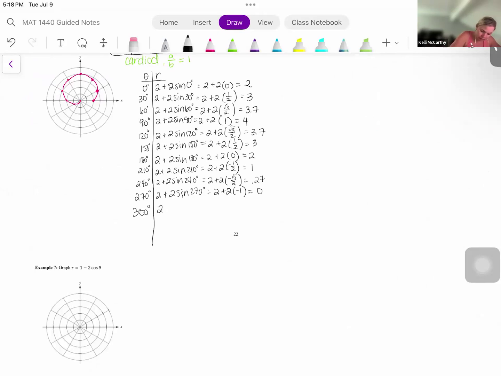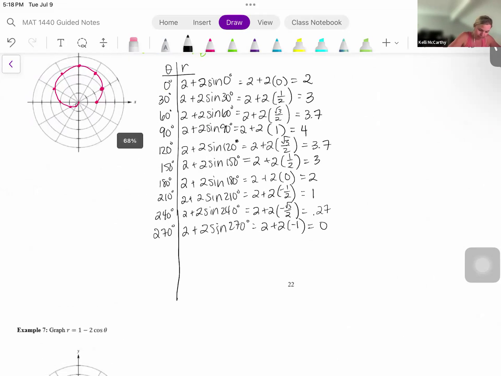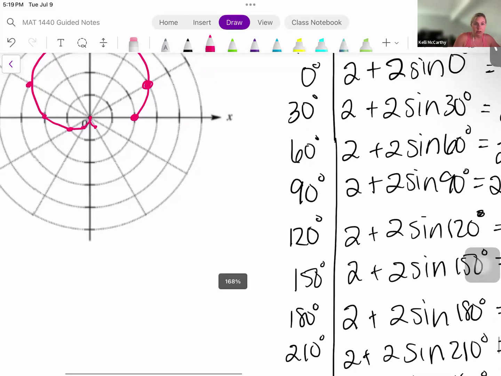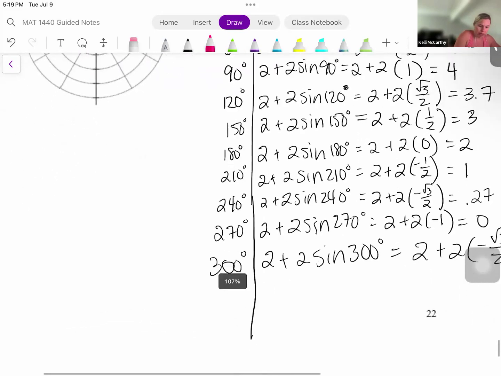300 degrees. 2 plus 2 sine of 300 degrees is equal to 2 plus 2 times negative square root of 3 over 2, which is 0.27. So that's a point approximately there. So now we're starting to kind of make that cusp here. It looks like we're heading back to that starting point.